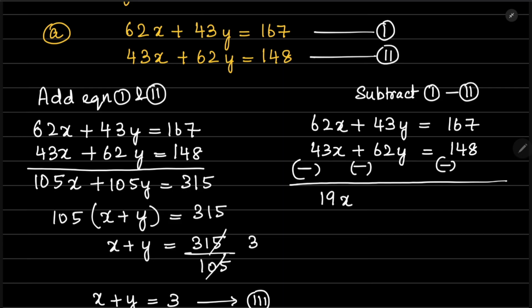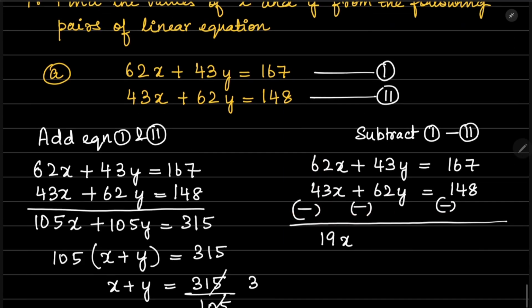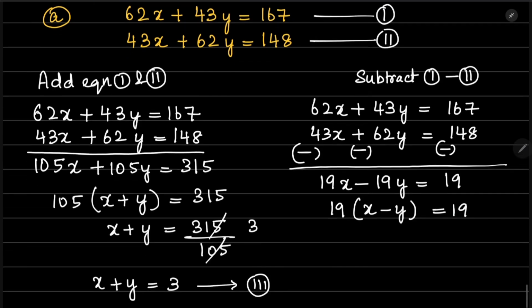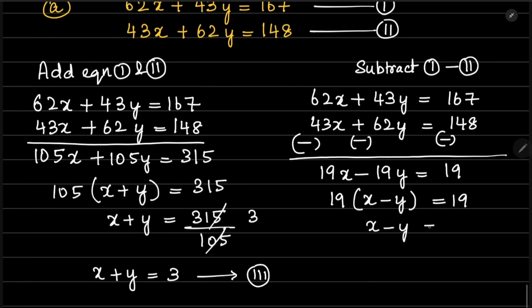19x. Whenever you have changed the sign, you should only consider this changed sign, the new sign. So here it is 43y minus 62y. What is 43y minus 62y? It's a negative sign, right? Because the bigger number has a negative sign. So minus 19y equal to what is 167 minus 148? It is again 19. So take 19 common out. You will have x minus y equal to 19 divided by 19, or it's just 1. Now this is your equation 4.